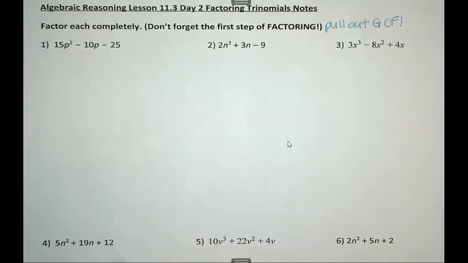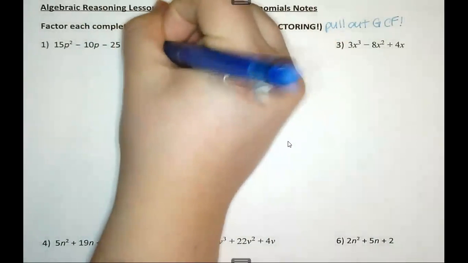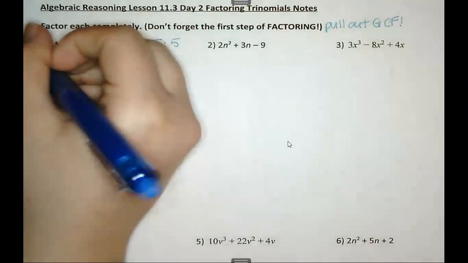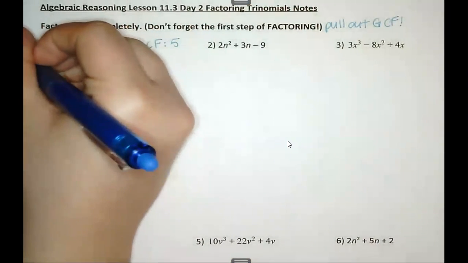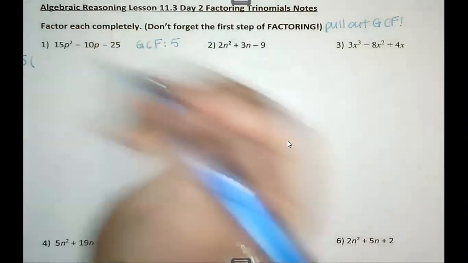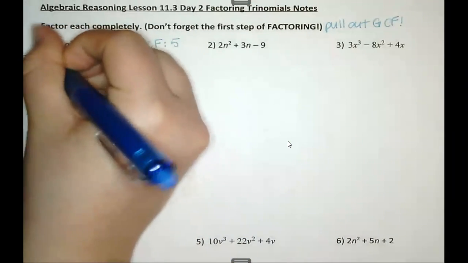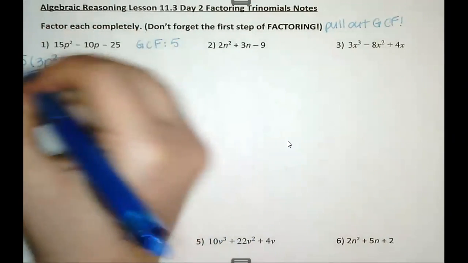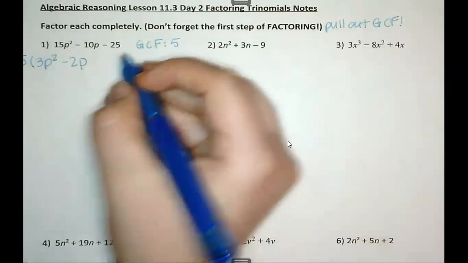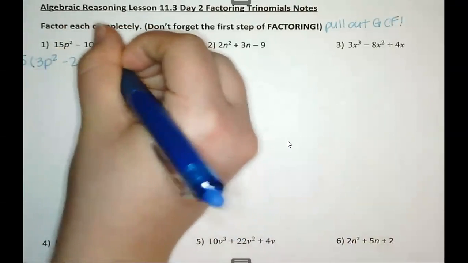So the first thing I'm going to look for is my GCF. So I've got 15, -10, and -25. Well, I should notice that 5 will go into all of those. So I'm going to pull out a 5 first. So I'm going to have a 5 out here. And then I'll have 15 divided by 5 will leave me with 3p squared. -10 divided by 5 will leave us with -2p. And -25 divided by 5 is -5.